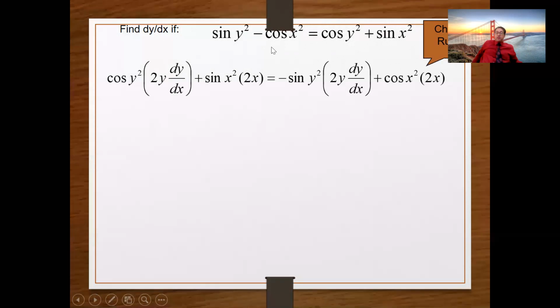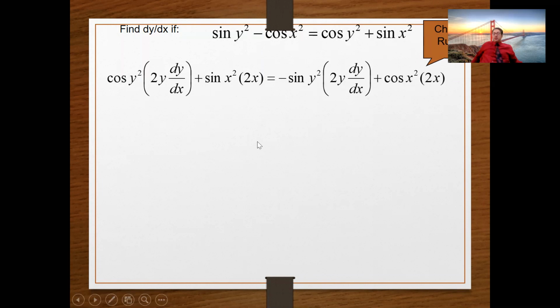Sine x squared, cosine x squared is negative sine of x squared. So it's positive here, times 2x as it is. We have finished. Equals as it is. Cosine y squared is sine y squared times 2y. Okay? Plus sine x squared is cosine x squared times 2x.